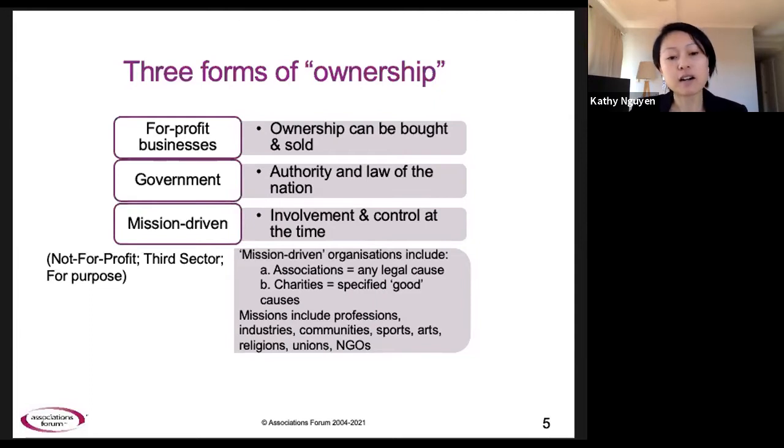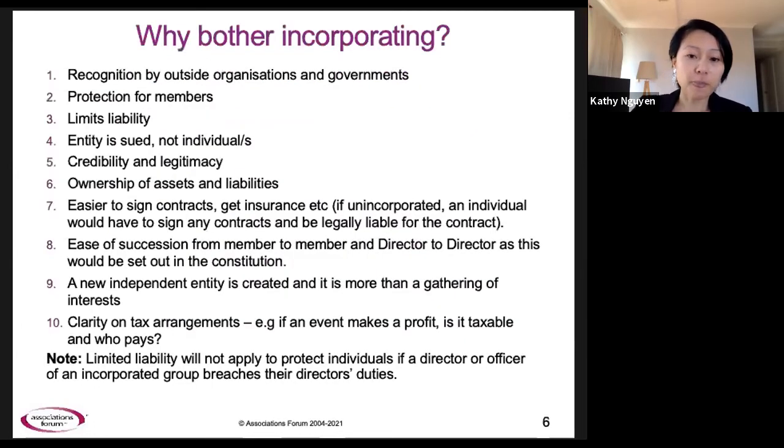Now, if you are a group of people that work in the same industry and you're thinking about setting up an association, or maybe there's an informal group that already exists, there are some benefits to incorporating. And what it means to incorporate is that you register with the government as a separate legal entity. And obviously this session is all about how you do that. But some of the advantages or the reasons why you would bother incorporating is that it does give you recognition by other organisations and by government.